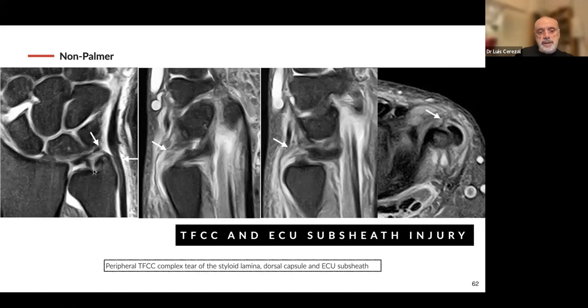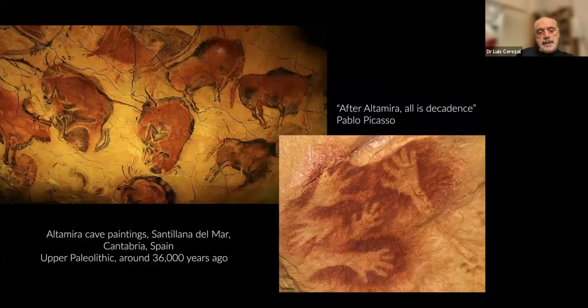This is another combined injury affecting the styloid insertion of the TFC in the coronal image. The foveal insertion is respected, but we also have an associated dorsal capsular detachment of the TFC and a radial tear of the subsheath of the extensor carpi ulnaris tendon with static subluxation of the tendon. It is really important to make a precise preoperative diagnosis to avoid undertreatment of these injuries.